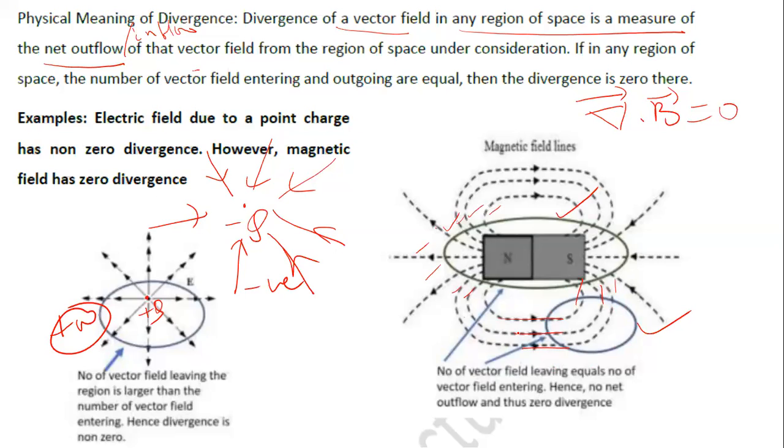Therefore, consider any region of space, there will not be any net outflow or net inflow of the magnetic field, and thus you find that the divergence of the magnetic field is always 0. So when we talk about divergence of a vector field, it is a measure of the net outflow or inflow of a vector field in any region of space under consideration.